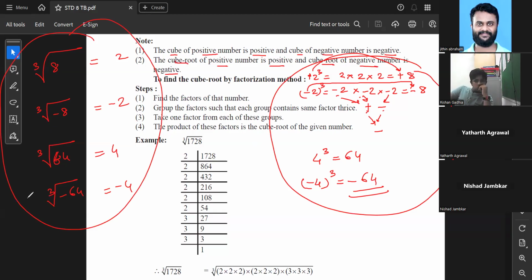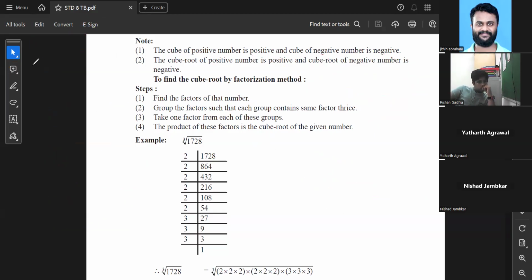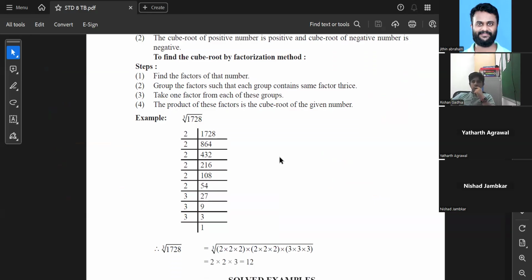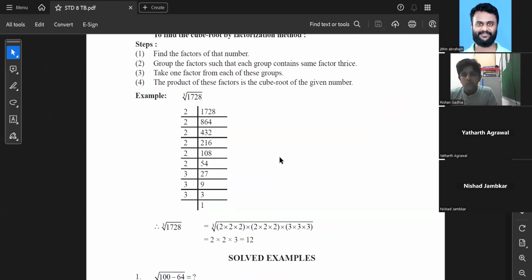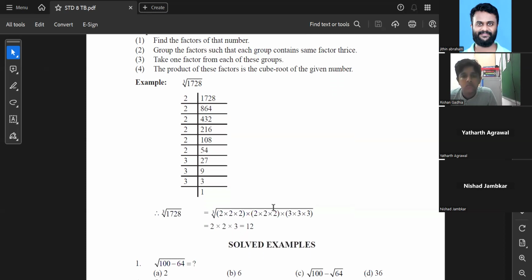Yes, I'm proceeding further. Now, to find the cube root by factorization method. Factorization method is a very simple method. It's just like the one we used to do for the squares. Same to same, there is no difference. The only difference is that earlier we used to make pairs of 2, now we have to make groups of 3.